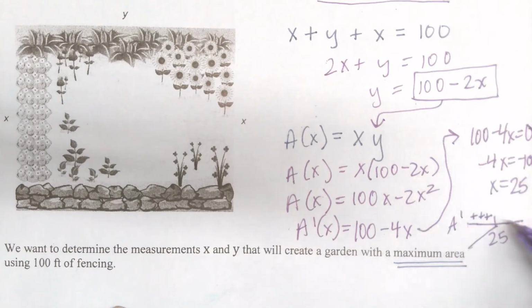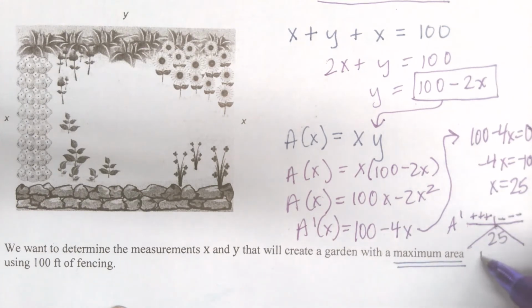And then I'll pick something on the other side of 25. Remember, it's got to be less than 100, maybe 50. 50 would be an easy number to put in there. So I have 100 minus 4 times 50, and that is a negative, because it'd be 100 minus 200, which makes this decreasing. This is, in fact, a max.